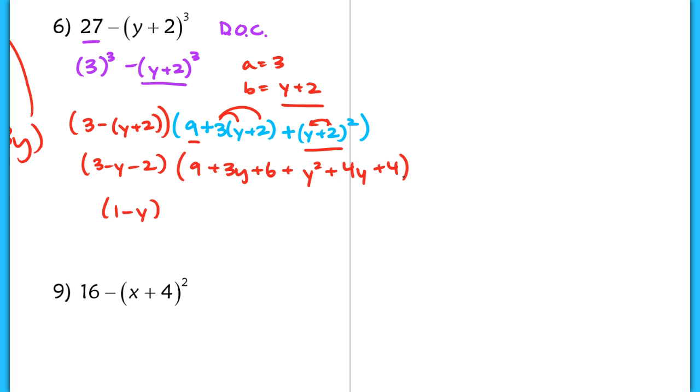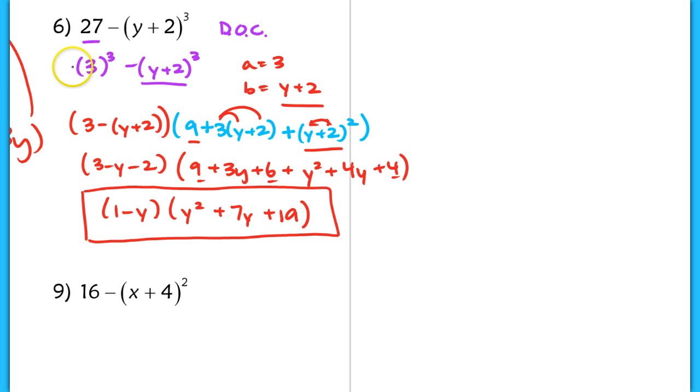All right, so now we work on just simplifying a little bit further. I'm going to write that y squared out in front, and then I have 4y plus 3y, which gives me 7y. 9 plus 6 plus 4 gives me 19. So this here is the factored form of 27 minus y plus 2 to the third power.